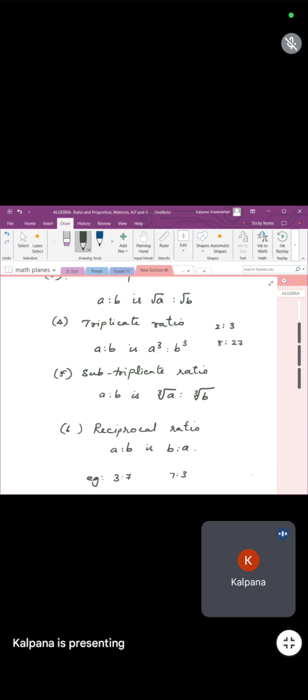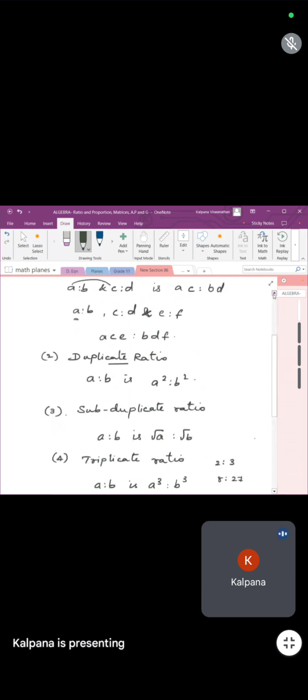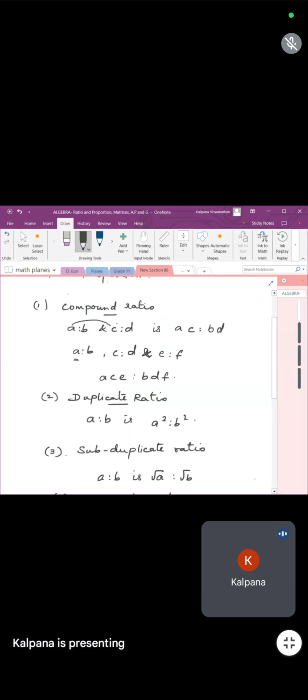So you will have questions like, what is the triplicate ratio? What is the subtriplicate ratio? You must know where you have to square, where you have to cube. Even by the name, you will understand what you have to do. Triplicate means cubing, duplicate means squaring. Reciprocal, just write the reciprocal of it. And compound ratio means you write the product of all the numerators, that is first elements, is to the product of all the second elements.